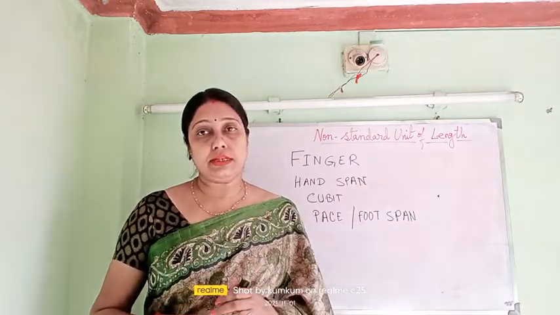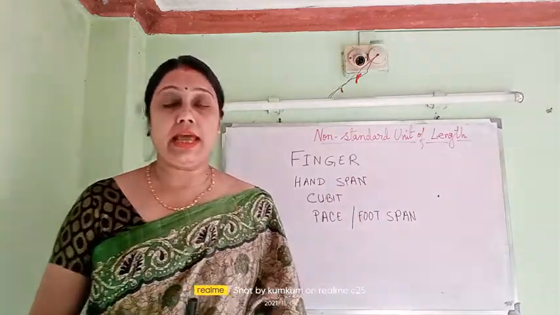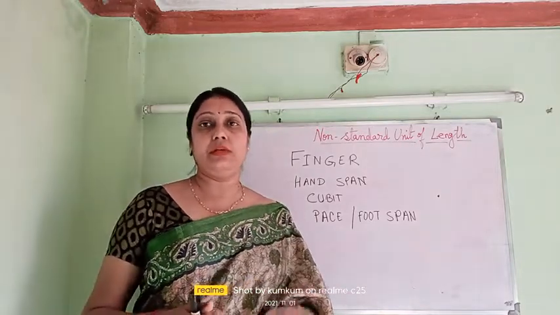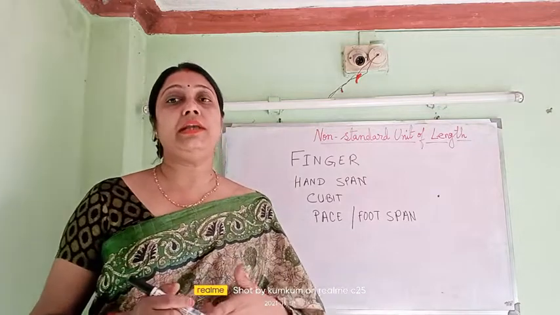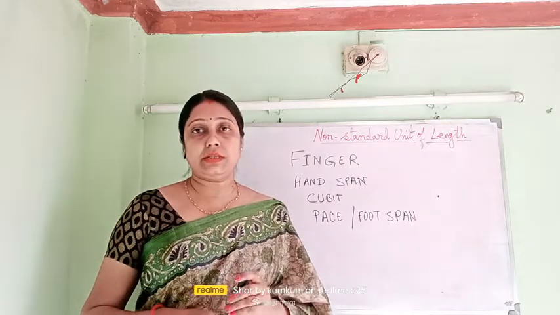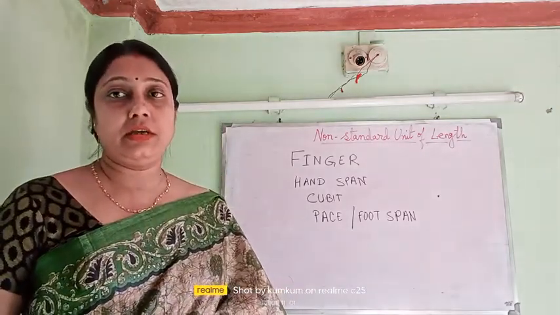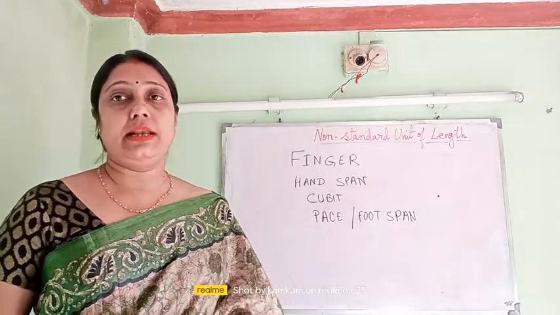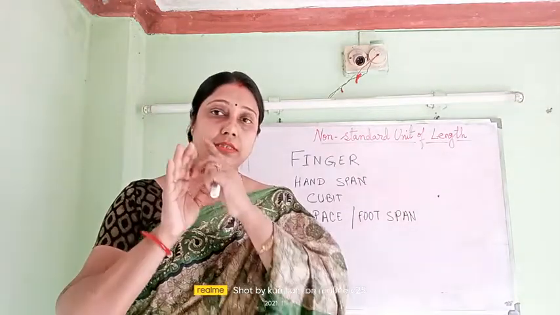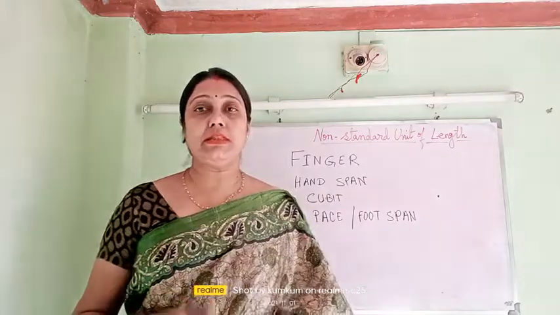So we will read now what the various non-standard units of length are, when they were used, and when people rethought that there is a problem, so we should find out the standard unit of length. In early days, people used to measure things with body parts like finger, hand span, cubit, that means this length, and pace or foot span, that means the length of your foot.